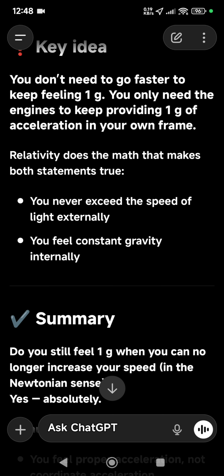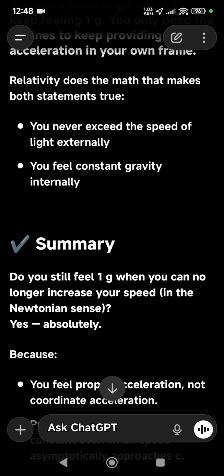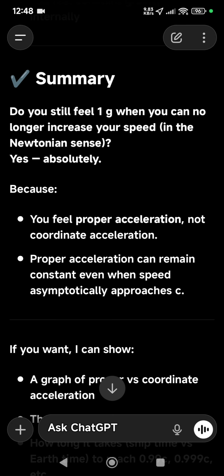Key idea, you don't need to go faster to keep feeling 1g. You only need the engines to keep providing 1g of acceleration in your own frame. Relativity does the math that makes both statements true. You never exceed the speed of light externally, and you feel constant gravity internally.